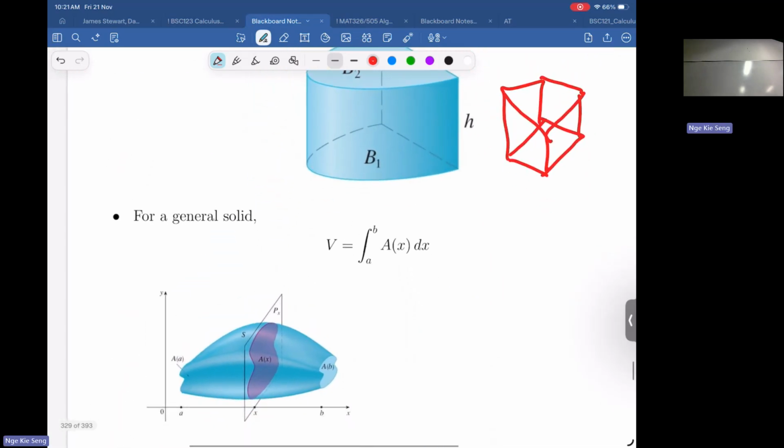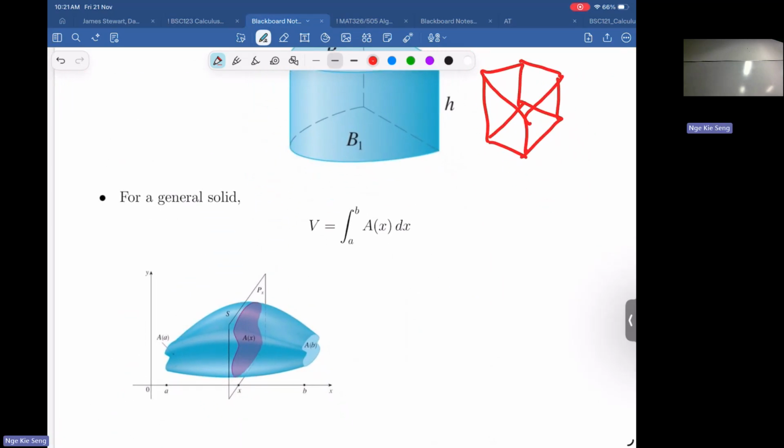So how about for a general solid? For a general solid, what we can do is we can put it in the XYZ plane, and then you cut out a cross section here. And then you add up all these cross sections together. So you know one piece, and then you take the multiple of this piece. This is what we call the integral of A(x).